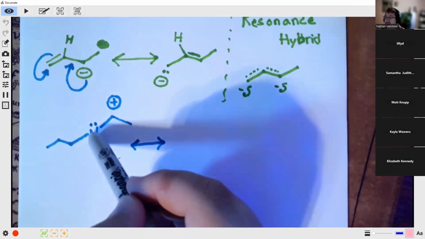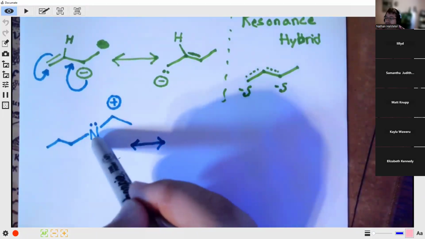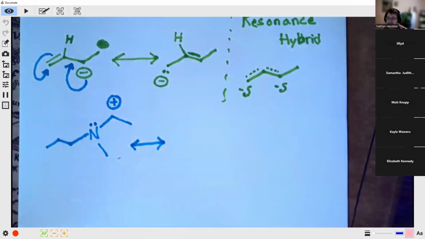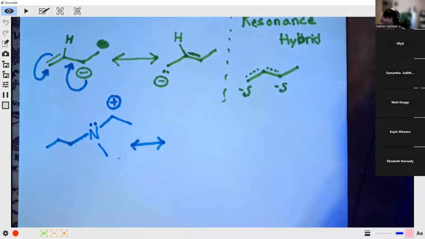Remember, when we draw these arrows, we want to go from electron rich to electron deficient. So with that in mind, try drawing out what the resonance structure would look like.